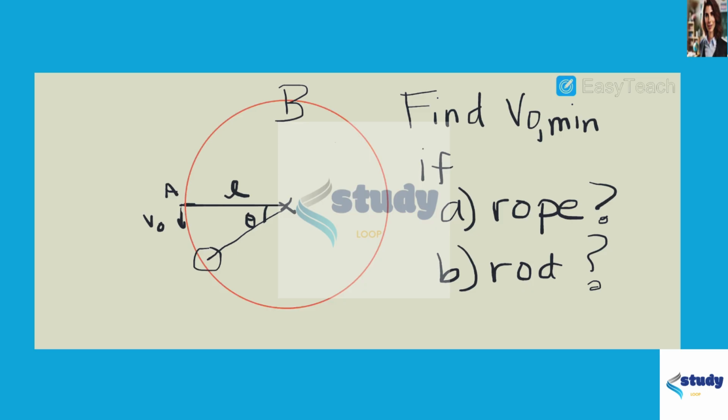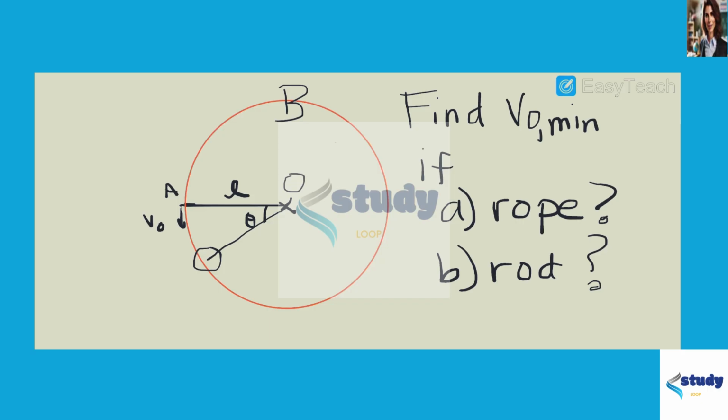So what we have is we're going to be looking at a problem that looks at circular motion, work, and kinetic energy. What we're given is a mass that is moving about a circle of radius L that is given a velocity at point A. What we're asked to find is the minimum velocity at point A that should be given to the mass such that it can reach point B if we have a rope or if we have a rod. I'll call that AO. So if AO is a rope, what is going to be our V0 min? And if AO is a rod, what's V0 min?